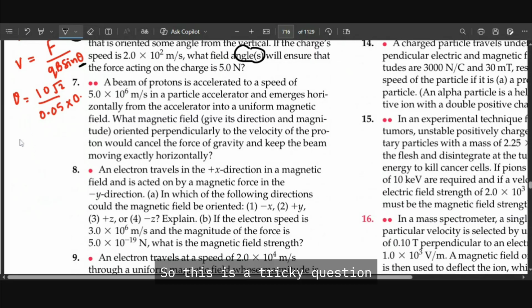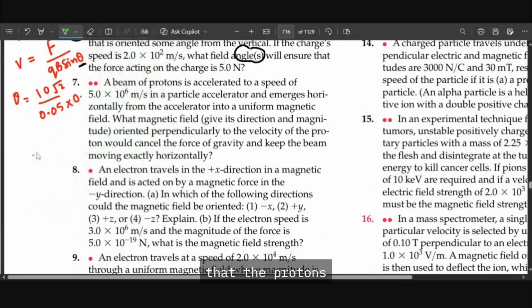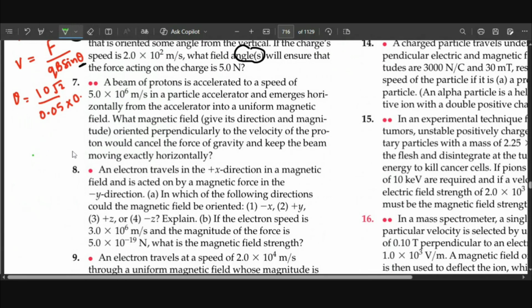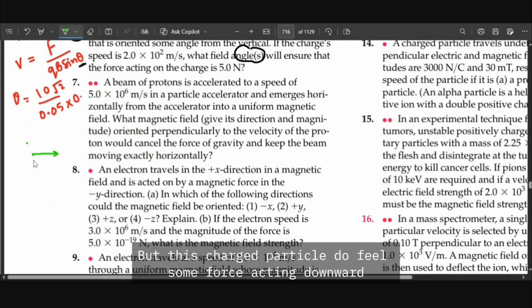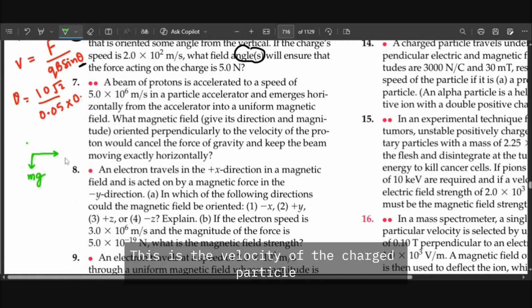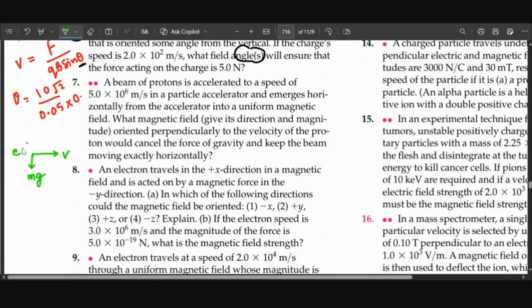So this is a tricky question. Let us try to understand what exactly is taking place here. The question says that the protons accelerated by this particle accelerator are moving horizontally. They are going horizontally like that. But this charged particle does feel some force acting downward, which is due to gravity, which is mg always. This is the velocity of the charged particle which is coming out, and that charged particle is nothing but a proton.